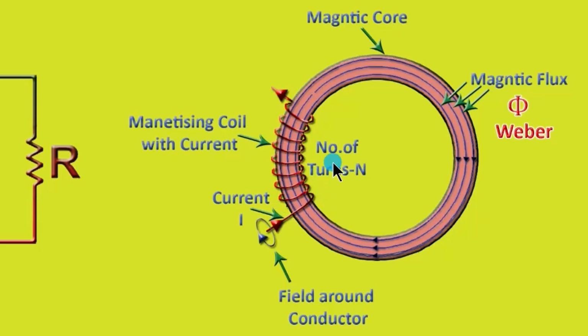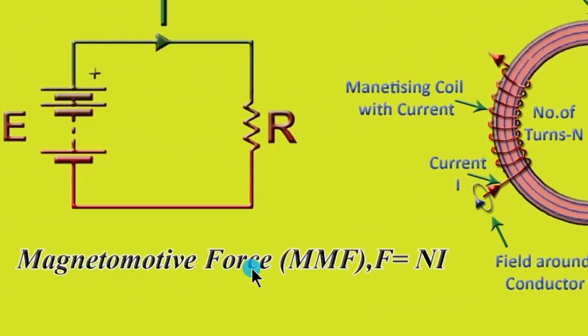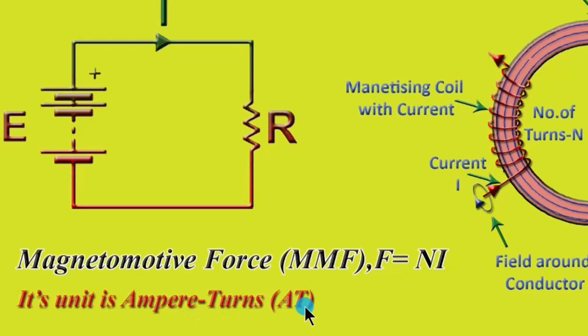We know that magnetic flux is denoted by phi and its unit is Weber. If N is the number of turns of the coil and I is the current passing through the coil, magnetomotive force MMF denoted by F is equal to the number of turns N into the value of current I. Its unit is ampere turns.